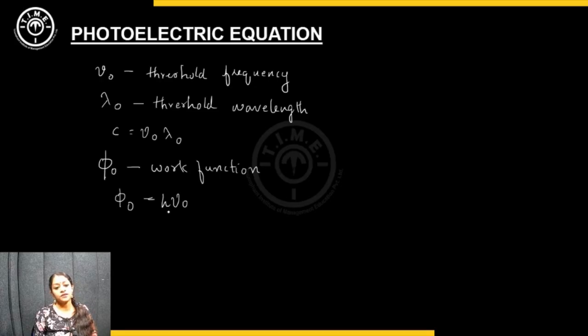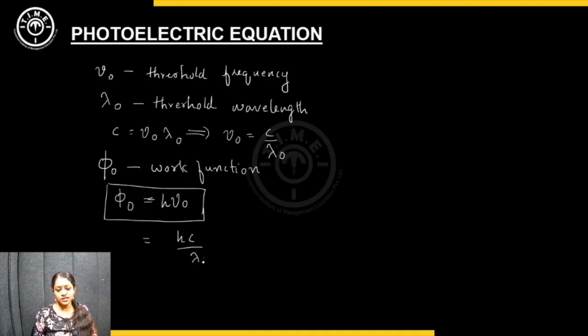Okay. In terms of threshold frequency, we have an equation to find the work function as phi 0 is equal to h nu 0. And you can write the same equation in terms of threshold wavelength as well. How will you write this? See, from this equation, you can write nu 0 is equal to c by lambda 0, right? So you can substitute for nu 0 as c by lambda 0. So that is another equation to find the work function in terms of threshold wavelength.